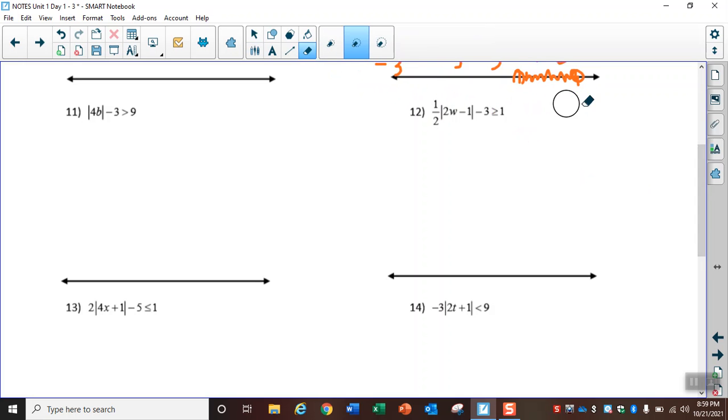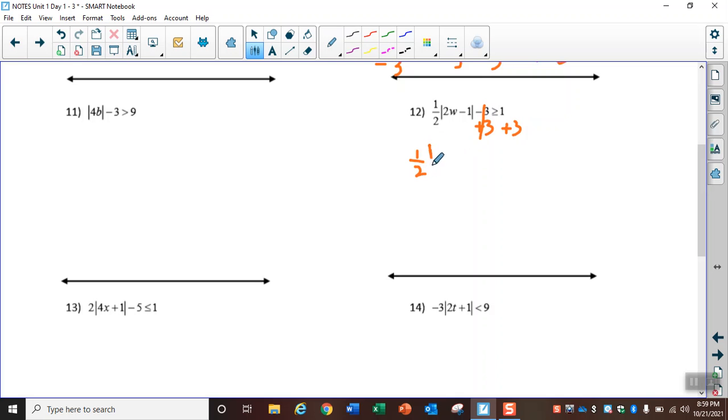Okay, so now let's do number 12. I'm just going to erase this. All right, so now I'm going to get the absolute value by itself, so I've got to get rid of this negative 3 first. So I'll add 3 to both sides. That goes away. So I've still got the 1/2 times the absolute value of 2w minus 1 greater than 1.